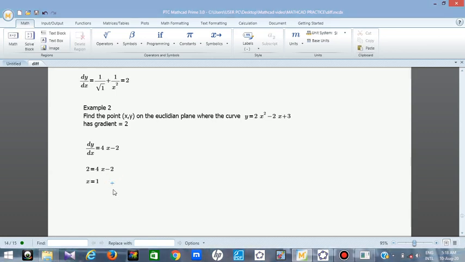So x is going to be 1. When x is 1, how do you get your value for y? To get your value for y, you substitute here. When x is 1, y is going to be what? You just say y equals 2, open bracket, 1.